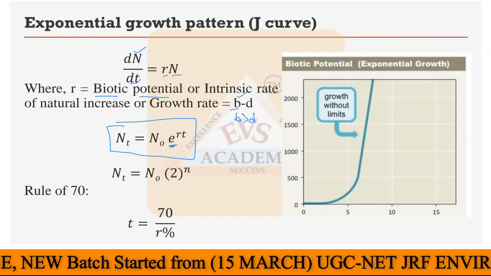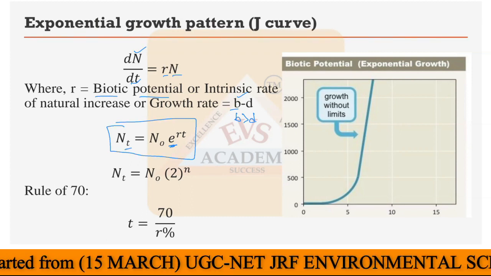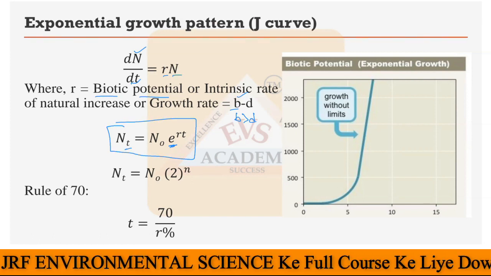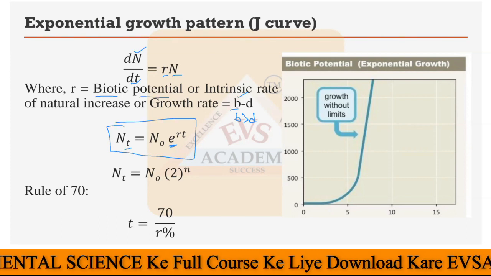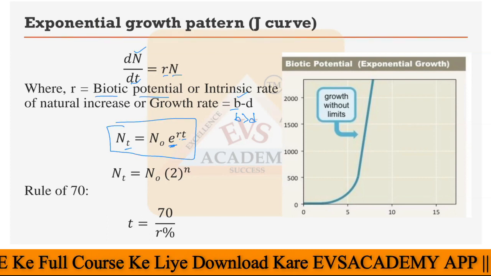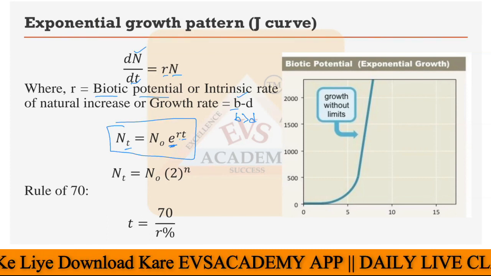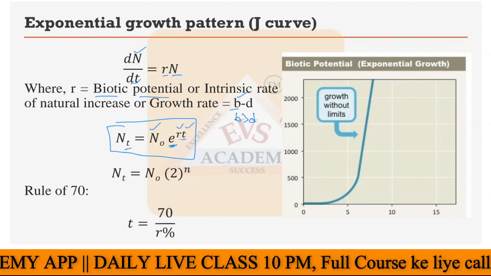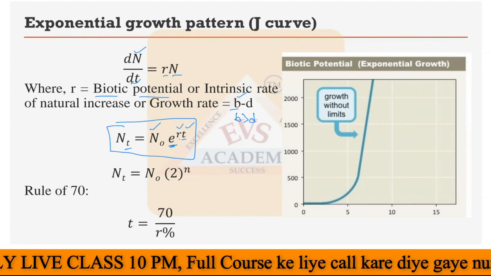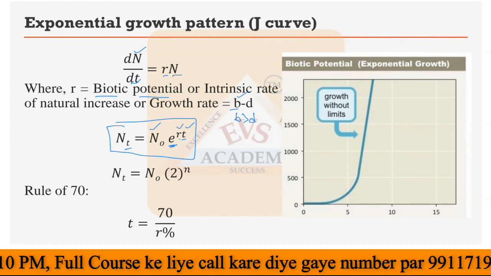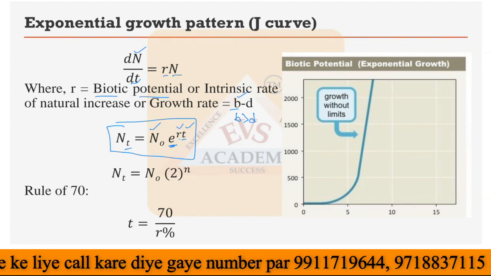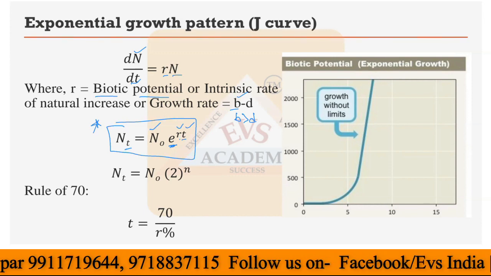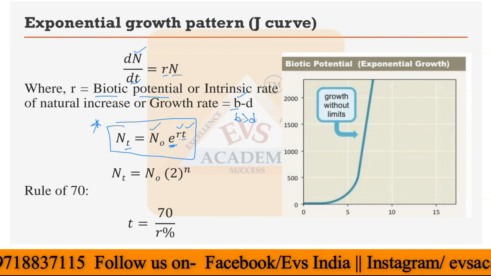And Nt is the number of individuals at time t, and N naught I have already told you is the number of individuals at zero time or before time t. r is the growth rate in percentage, t is the time period. If you have the values of N naught, r and t, then within that time period at this growth rate, you can calculate the new population with the help of this formula. So you have to remember this very important formula in the exponential growth pattern.